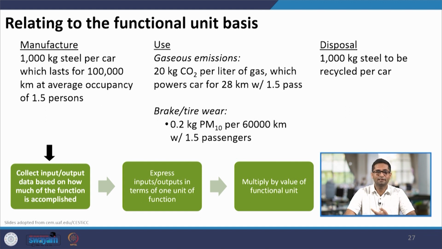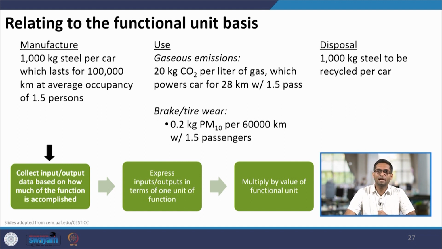And for this, I have assumed a number of around 0.2 kgs, or roughly 200 grams, of particulate matter at 10 micrometer per 60,000 kilometers of car traveled with 1.5 passengers. So herein I am choosing that there could be some particulate emissions from the wear and tear in the brakes as well as the tire, and this has been assumed to be very little, almost 0.2 kgs, per 60,000 kilometers traveled by the car with 1.5 passengers.